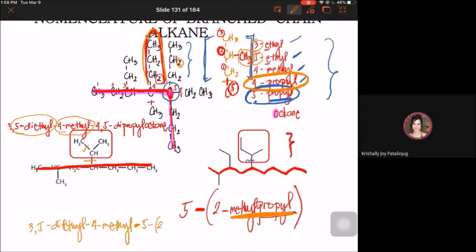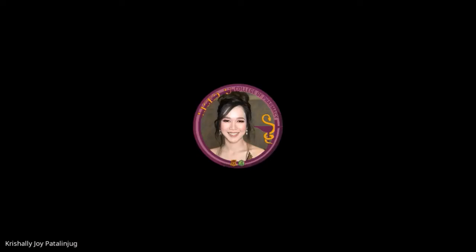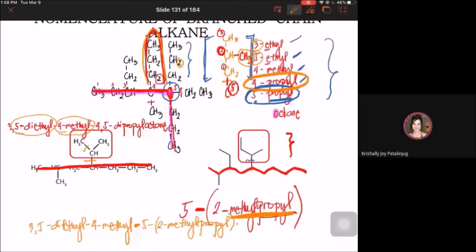Anak gyud muna siya iyahang name. Methyl-propyl. Then, naa pa, substituent. Lastly, the 4-propyl. Then, the parent. Ayaw kalimti ang parent, octane. Taas, gid kaayo siya. So, ing ana mag-name og branch chain alkane kung saan yung branch is a complex substituent.